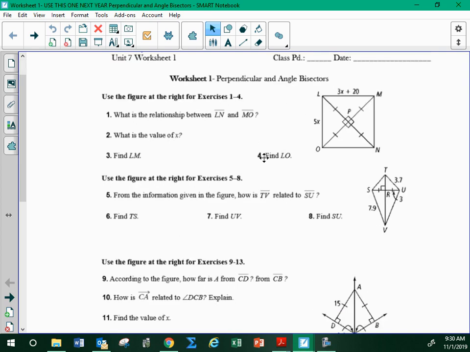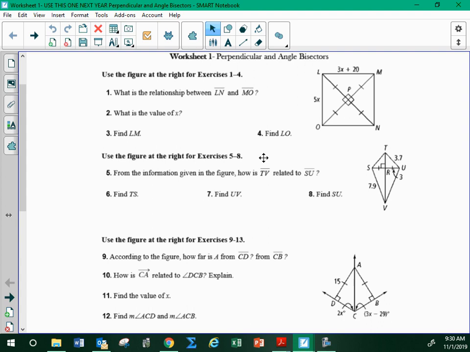Okay. So let's take a look. They've given us this diagram here, and it says, what is the relationship between segment LN and segment MO? What is the relationship? They're perpendicular. What else? The same length. They bisect. So would you agree they're perpendicular bisectors of each other? Yes. We have it cut in half, perpendicular. Okay, so perpendicular bisectors of each other.